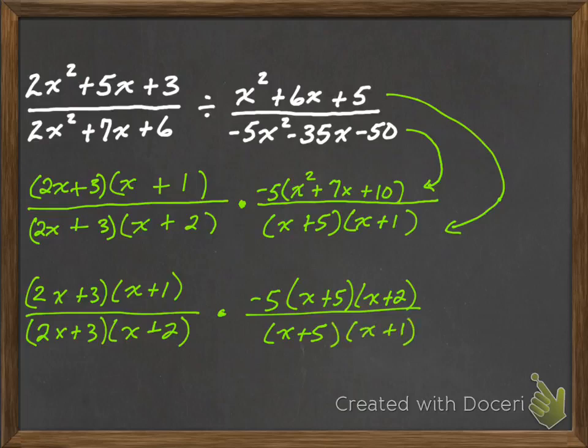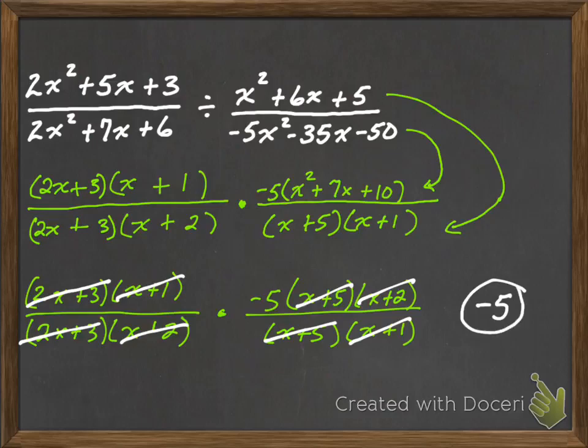Now we start canceling factors. All right, so we have a 2x plus 3 that cancels. We have an x plus 1 that cancels. An x plus 2 cancels. And an x plus 5 cancels. The only thing that we are left with is negative 5. That is our reduced answer on this.